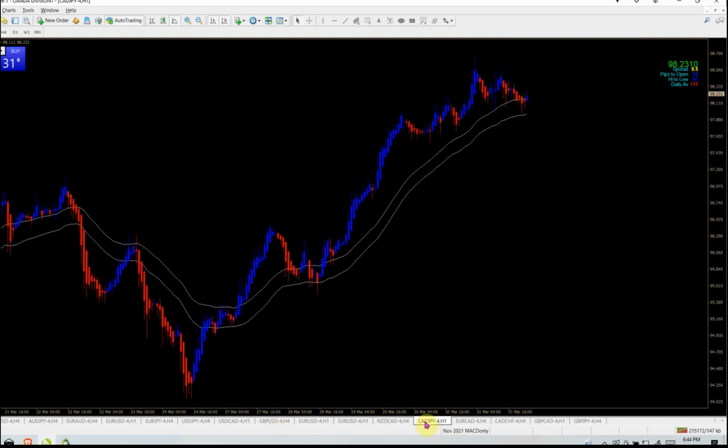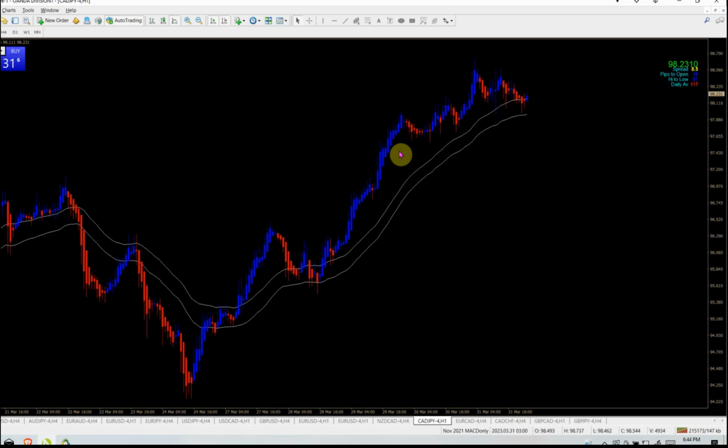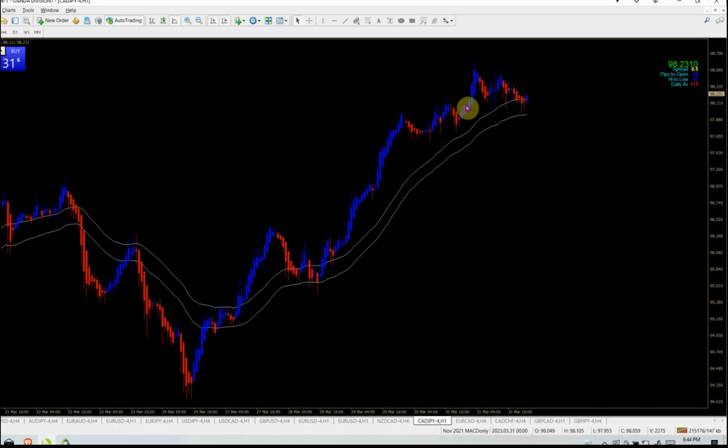CAD yen, I think, is like the same as CAD Swiss. Okay. 4 hour chart, we're in an uptrend. 1 hour chart, we are sitting right at here. So this is one where if we get a break below here on the 1 hour chart, this could be another thing where we trade back down towards the channel on the 4 hour chart. But right now, it doesn't look like we're doing that. We've pulled right back into the channel.